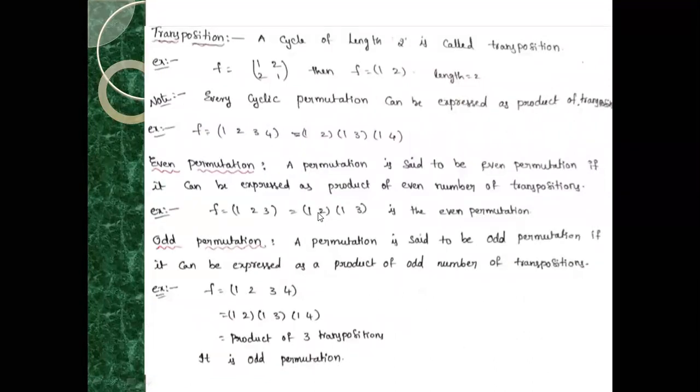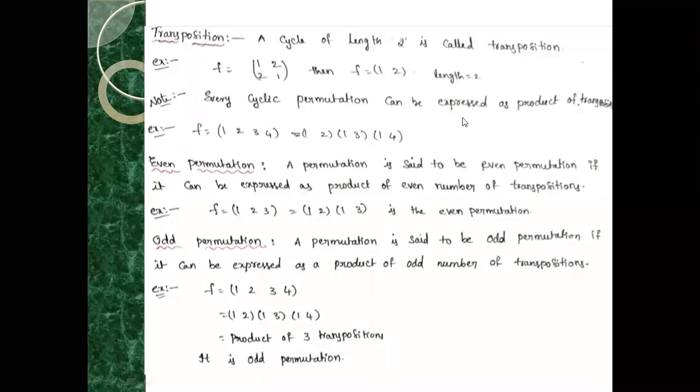Next definition, transposition. A cycle of length 2 is called a transposition. So f = (1 2), that is, 1 to 2, 2 to 1. The cycle is (1 2), so the length of the cycle is 2. So this is called a transposition.